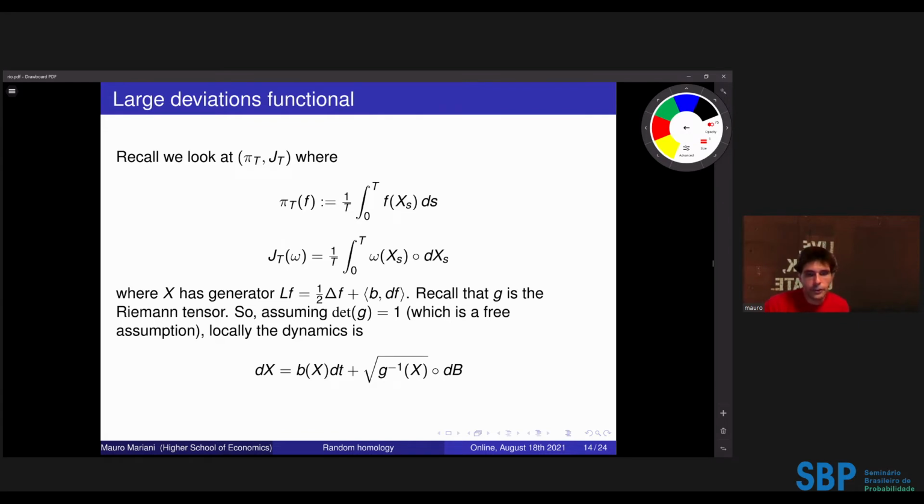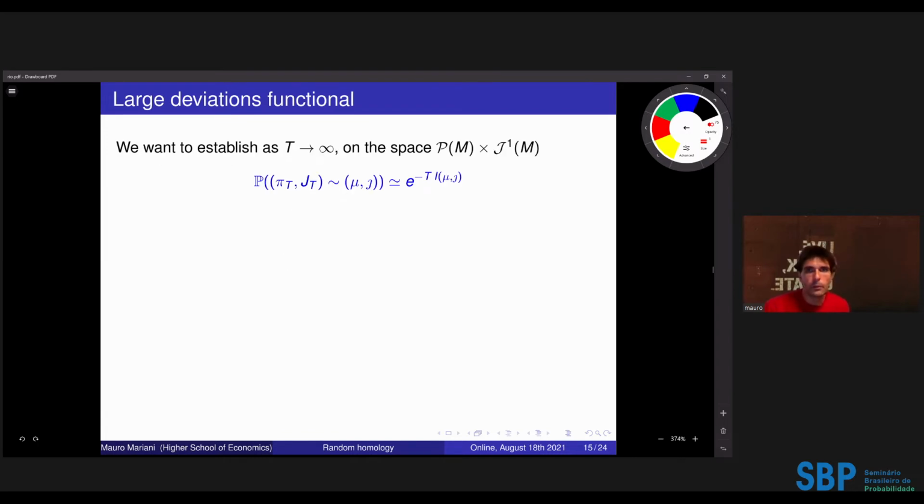And then on each chart it's just a diffusion process, where B is some flat Brownian motion. So the first thing we want to establish is large deviations on the space of probability measures times one-currents. One-currents are the dual of one-forms. I'm cheating a bit, and I will tell you later. We want to estimate the probability that, when t is very large, the empirical measure of the process is close to a given measure mu and the empirical current of the process is close to a given current J, with speed t. So this goes as e to the minus t I of mu and J.